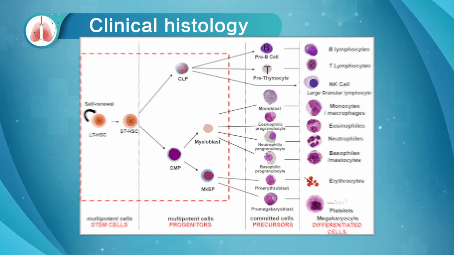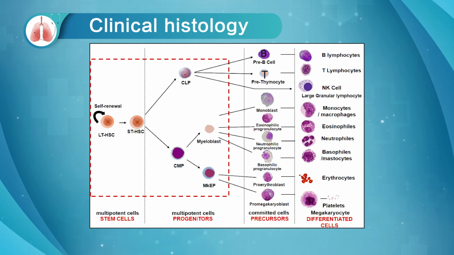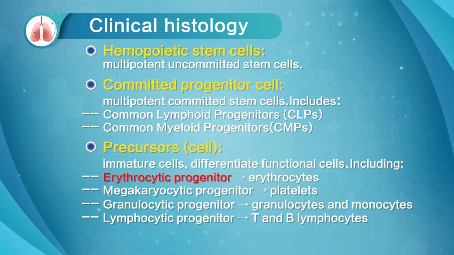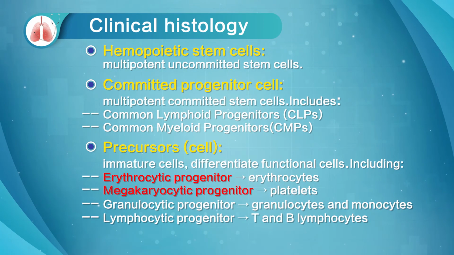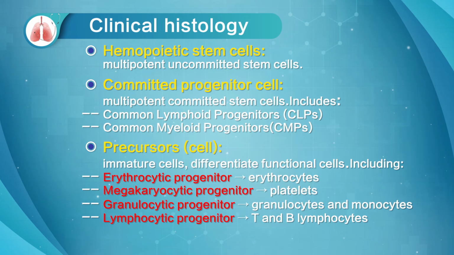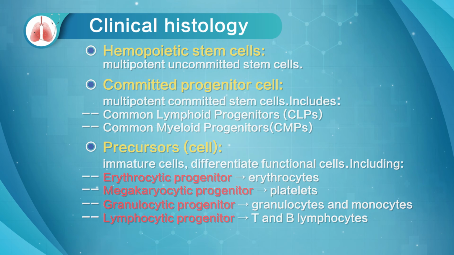This picture shows us the whole process of hematopoietic stem cells generating all types of mature blood cells, from long-term HSCs to short-term HSCs, then differentiating to common lymphoid progenitors and common myeloid progenitors, then to erythrocytic progenitor, megakaryocytic progenitor, granulocytic progenitor, and lymphocytic progenitor, and finally all types of mature blood cells.